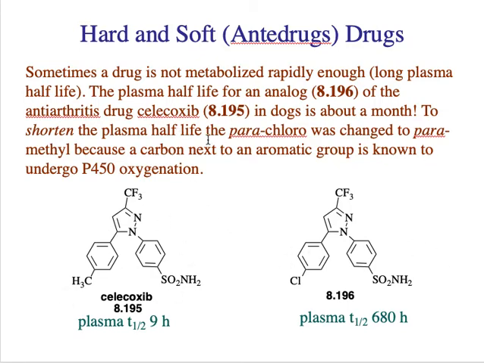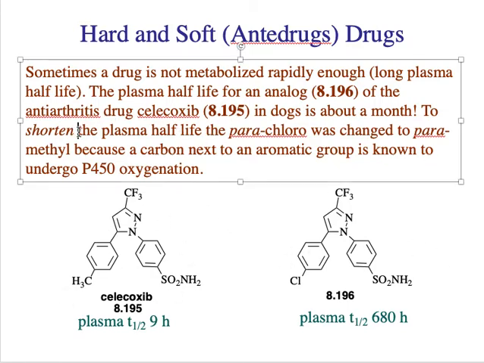And so notice this. They shortened it because the parachloro was changed to a paramethyl, because the carbon next to an aromatic group undergoes cytochrome P450 oxidation. So what does that mean? This wasn't getting oxidized by cytochrome P450. So you could give it to a dog and it would stay in its plasma for a month, because cytochrome P450 couldn't do anything with it. None of the other enzymes could do anything with it.